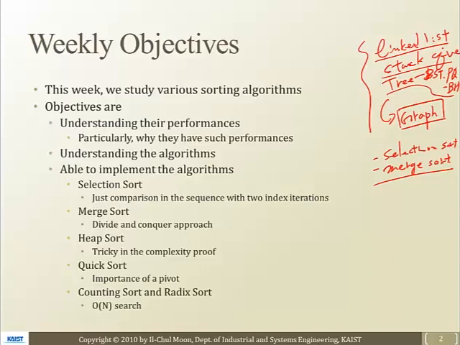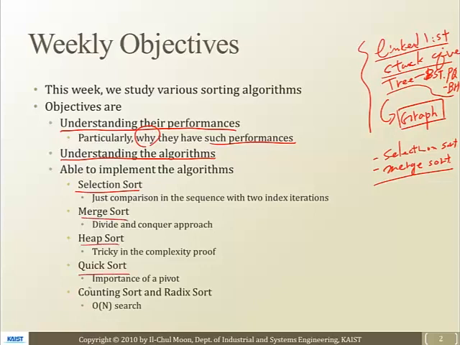Here the objectives are understanding their performance, particularly why they have such performances. To understand the performance, you have to understand the mechanisms of the algorithms. If you understand the mechanics of how the algorithms work, then you should be able to implement them. That's the selection sort, merge sort, heap sort, quick sort.